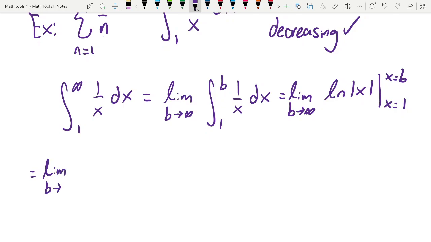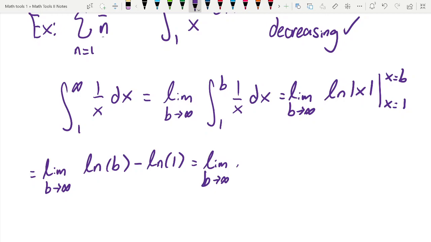So the limit as b goes to infinity of the natural log of b minus the natural log of 1, which is 0. And so the limit, I dropped the absolute value here because it doesn't really matter, because this is going to positive infinity. And this is, of course, going to go to infinity. So this tells us that the integral diverges, and therefore the sum also is going to diverge.